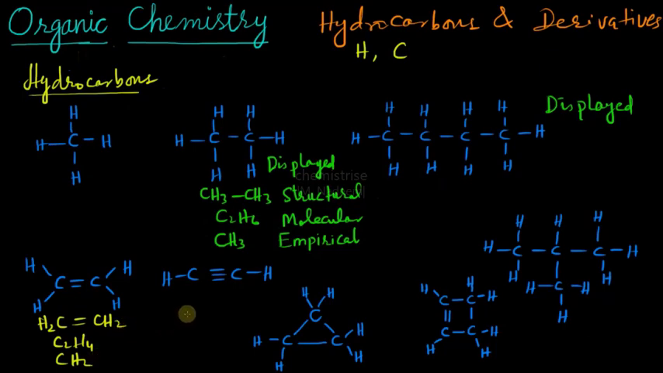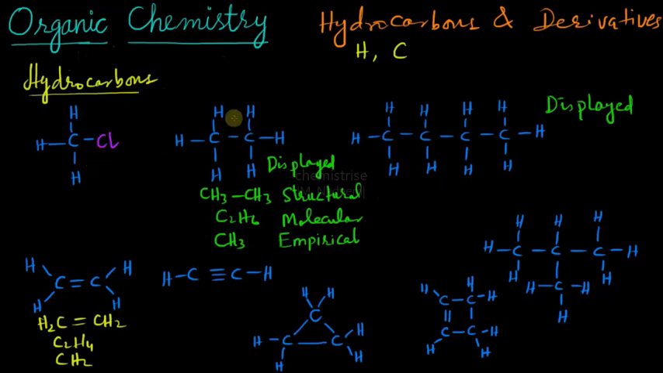Now let's move ahead and see what derivatives are. Derivatives are the derived ones. For example, this is a hydrocarbon, and this hydrocarbon contains one carbon and four hydrogens. What we can do is remove one of the hydrogens and replace it with Cl. Now this will not be a hydrocarbon. It will be called a derivative of the hydrocarbon.